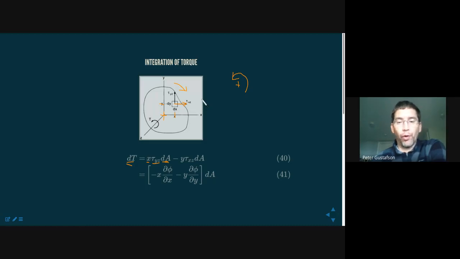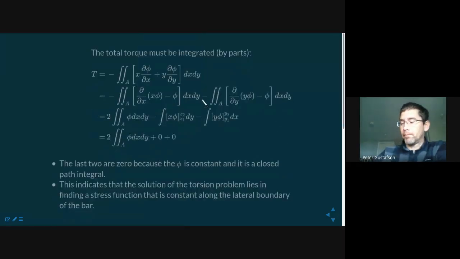Now, to get the total torque, of course, all we have to do is integrate differential torque over the area. Okay, so total torque is the integral over the area. I'm going to write it as a double integral over dx and dy. Dx dy is simply dA. Now of x d phi dx plus y d phi dy, I pulled the constant negative sign outside of the integral.